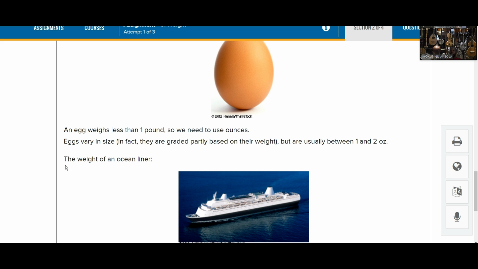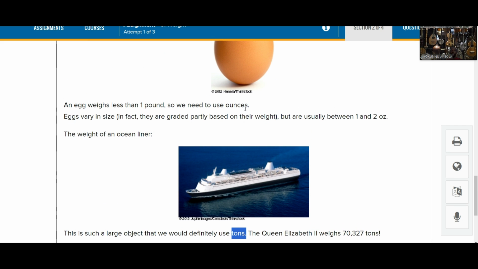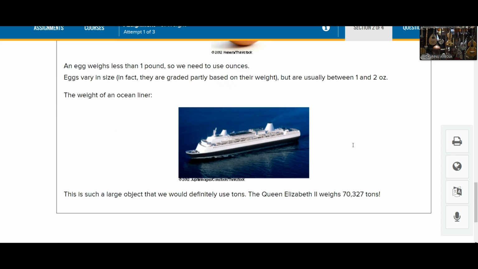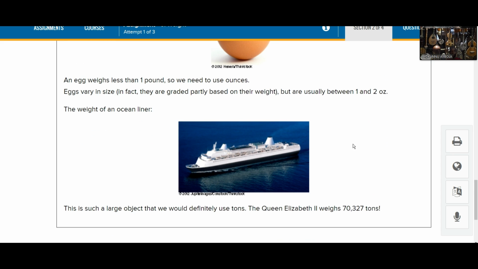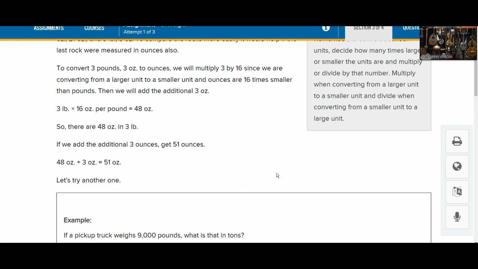So the weight of an ocean liner, like this gigantic ship. This is such a large object that we would definitely use tons for heavier things. So anything you can measure in kilograms, use tons. Anything you can measure in grams or less than a gram, you use ounces. Is that clear? Yes. Okay, let's go to the next section.